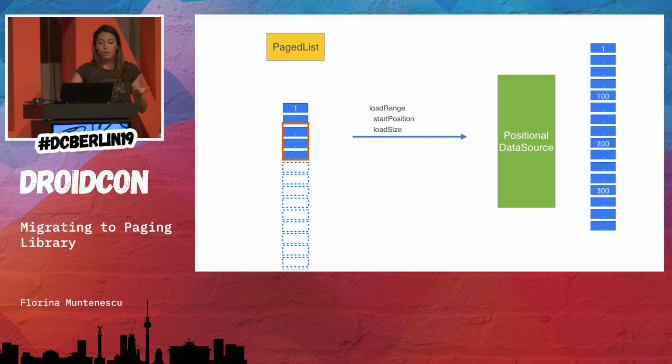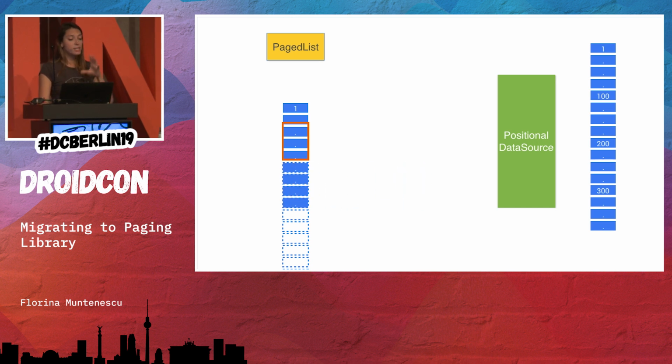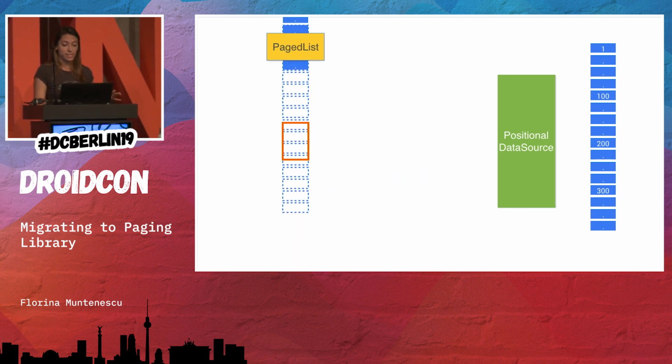Then the user is scrolling, and then the load range method is called with the start position and the load size. So now you know you need to request from your backend all the items starting from position X and a total number of, I don't know, 100 items. Then you're getting the next data. Now the callback just returns the data, and the data is automatically appended to the page list.